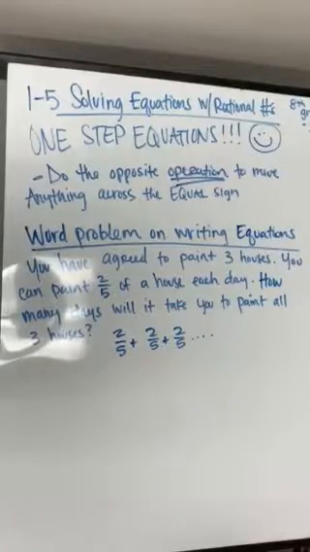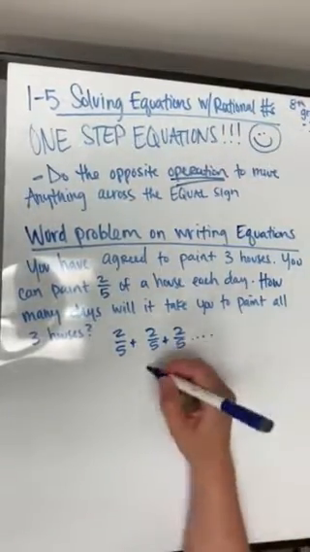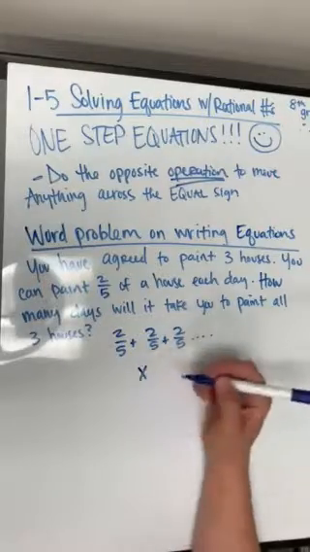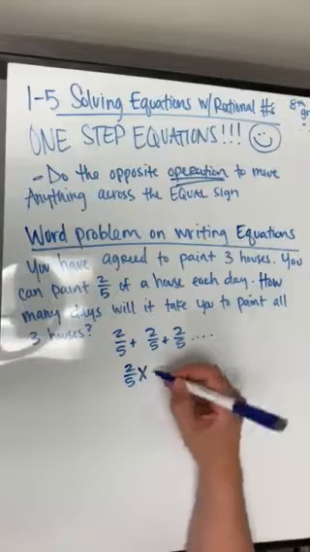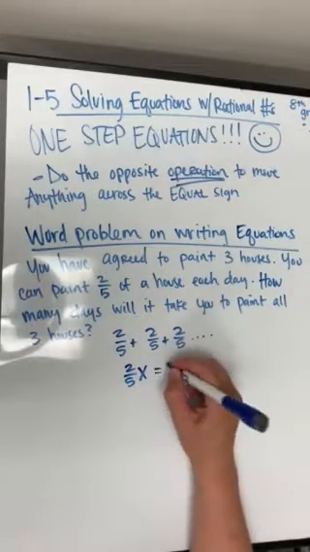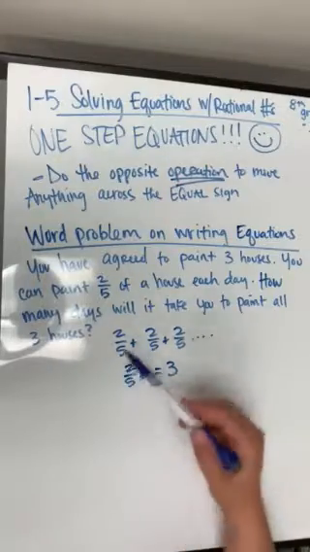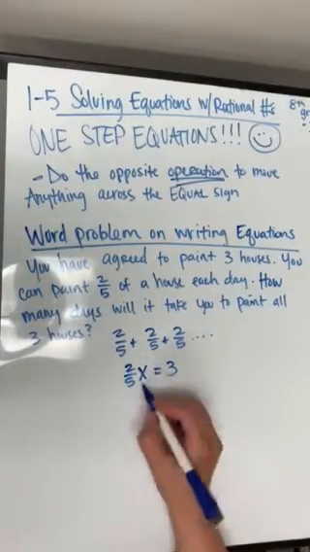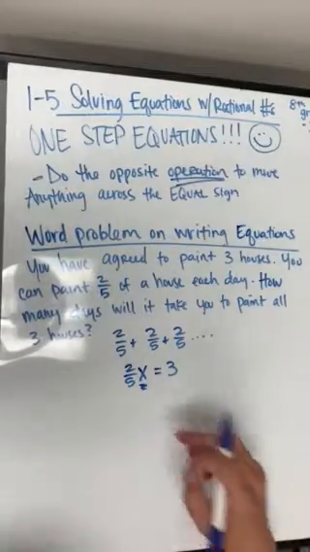We really can. There's an easier way to do it, and it's saying, all right, how many times would I have to add 2/5 together to get 3? Do you guys see that? So I have to add 2/5 how many times to equal 3? And that's how you would want to write that equation.